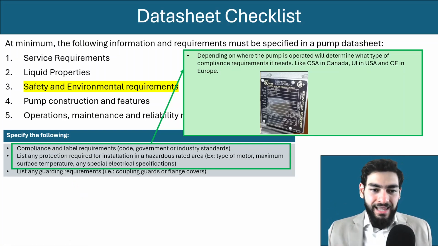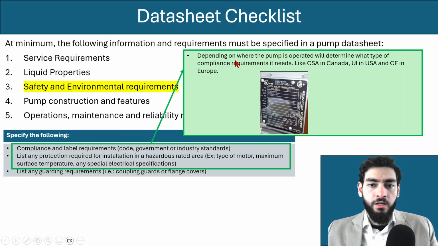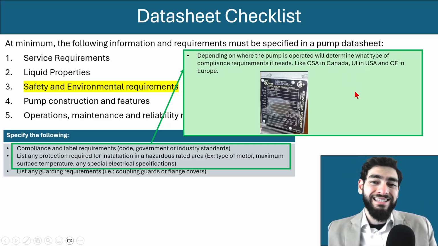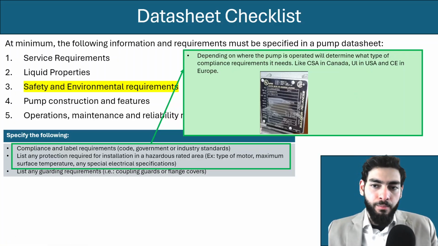In terms of safety and environmental requirements, you want to make sure to let the pump manufacturer know any compliance and label requirements, and that could be code, government, or industry standards. So depending on where the pump is operated will determine what type of compliance requirements is needed. So for instance, in Canada, we need the CSA approval, and in the USA, it's the UL, and it's CE in Europe. And you also want to list any protection required for installation in a hazard-rated area.